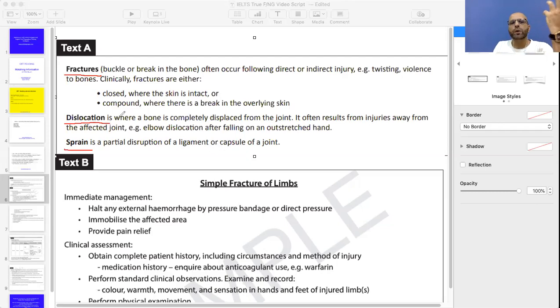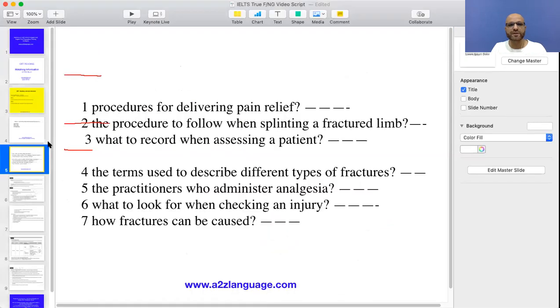So we are actually skimming, and to locate specific information we require a scanning skill, which we are not doing in detail. We have a separate resource that we use to help you develop these strategies. So this text A doesn't sound relevant to the question. Again, we shouldn't forget the question, so let's go to the question again. Let's stop this annotation here. The question says, procedure for delivering pain relief.